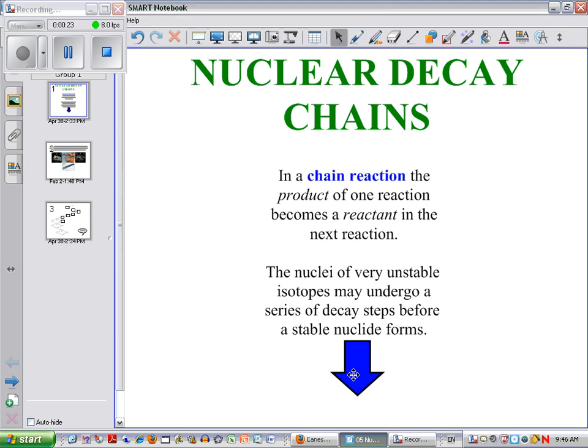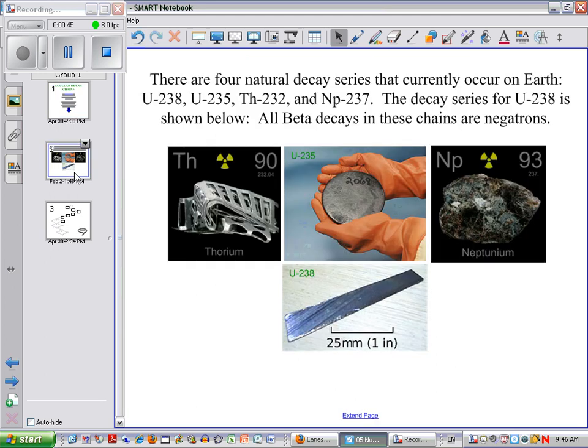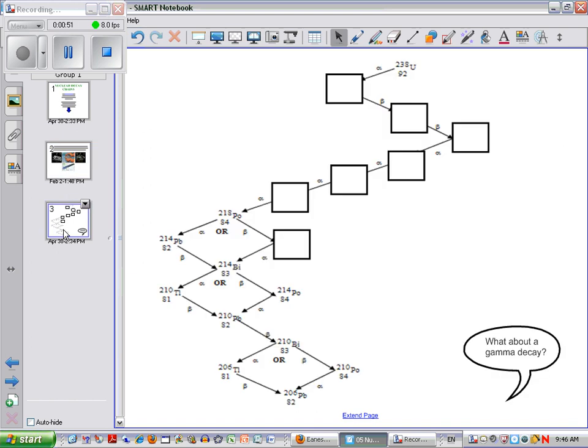So it's a chain reaction where the products of one nuclear reaction become the reactants of the next reaction, and so on and so forth. So if you have the nuclei of a very unstable isotope, it undergoes a series of decays, not just one, but multiple decays until it becomes a stable isotope. And so you have that definition written. What elements do this? These very large unstable ones, uranium, thorium, neptunium, all of these big ones are going to undergo some sort of decay. So this looks kind of scary, but it's really not anything new.